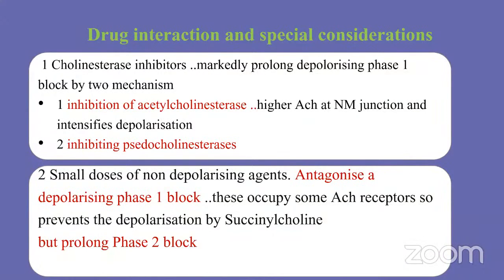Cholinesterase inhibitors markedly prolong a depolarizing phase 1 block by two mechanisms. One is inhibition of acetylcholinesterase. Because of this inhibition, there will be higher acetylcholine at the neuromuscular junction, which intensifies the depolarization. Second, inhibiting pseudocholinesterase. These are the two mechanisms by which cholinesterase inhibitors prolong the depolarizing phase 1 block. A small dose of a non-depolarizing agent antagonizes a depolarizing phase 1 block because these drugs occupy acetylcholine receptors, preventing the depolarizing agent, succinylcholine, from occupying them. But in the case of a phase 2 block, non-depolarizing agents prolong the phase 2 block.